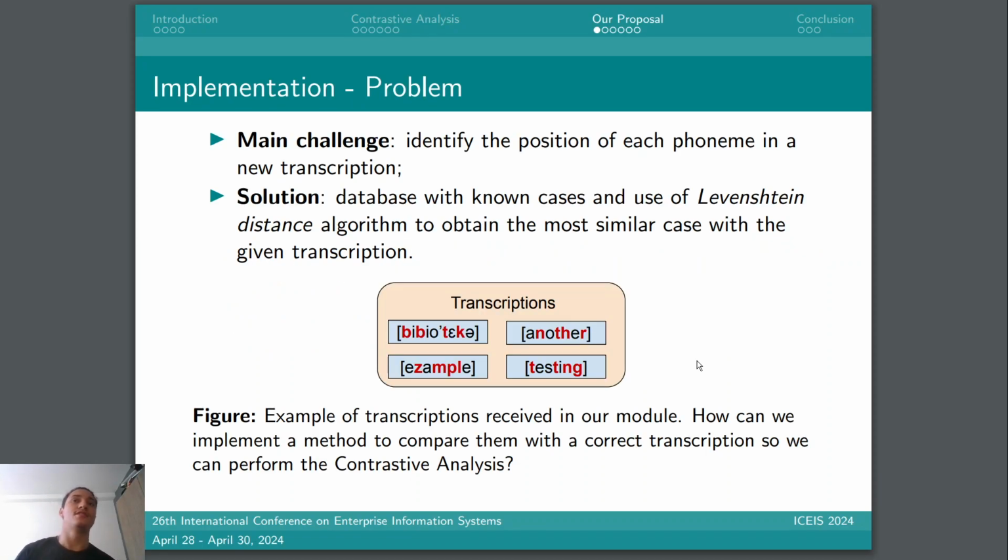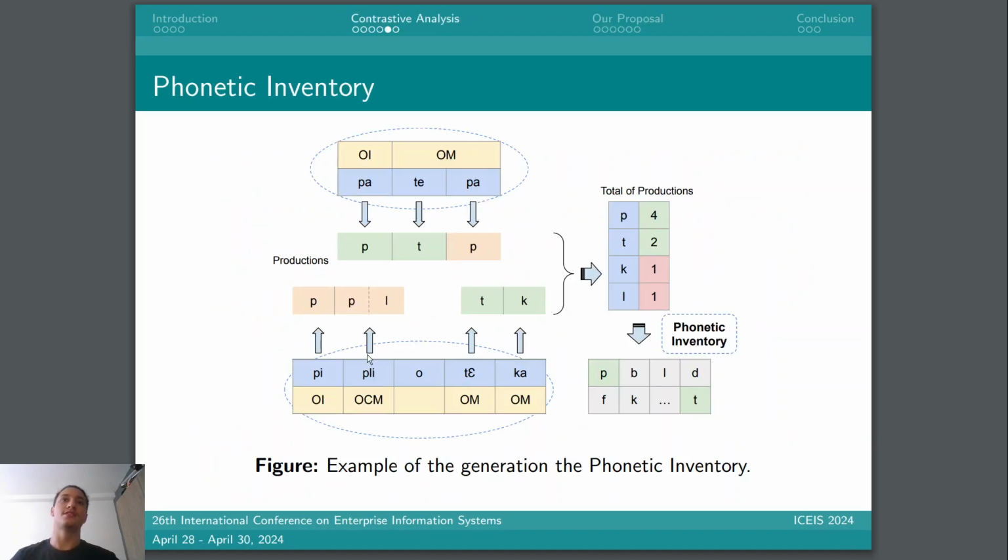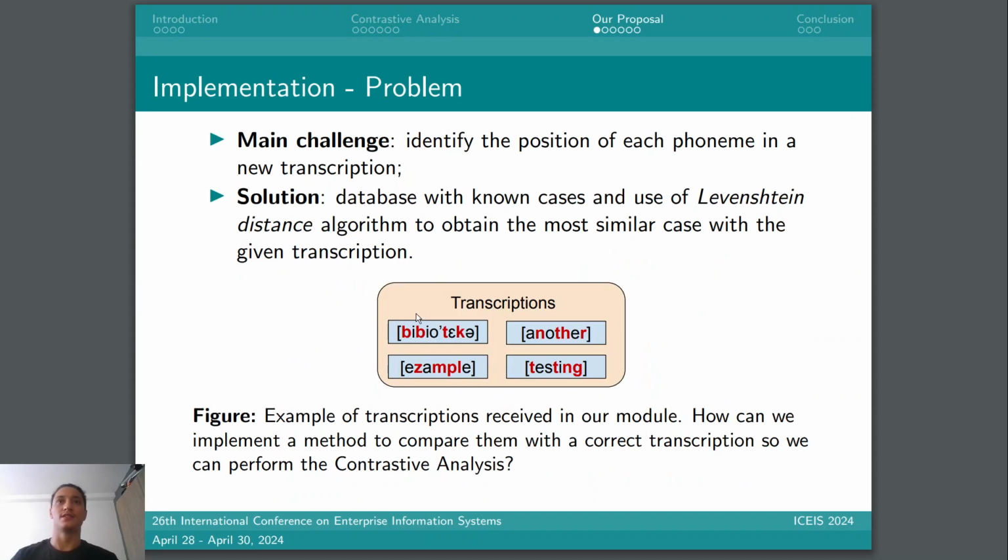So the main challenge here is to identify the exact position of each of these productions, to know if this phoneme was at the end of the word, in the middle of the word but in the final of the syllable, or just in the middle of the word in the beginning of the syllable. That is different positions. So how can we split the transcription from this?